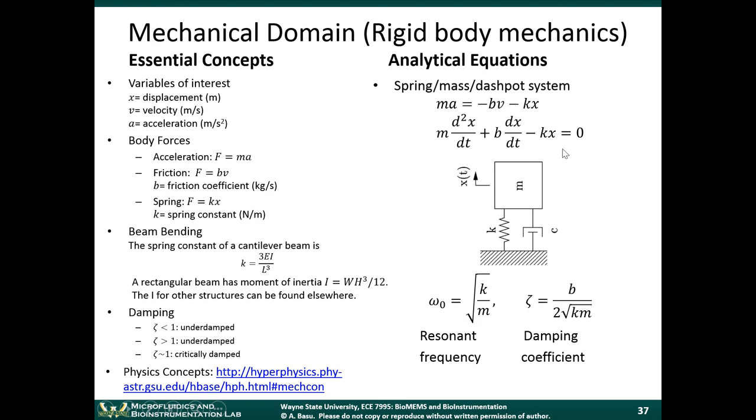This particular system will give you, if you recall, a resonant frequency. So the mass can actually vibrate. The resonant frequency is the square root of k divided by m, and the damping coefficient is given by b divided by 2 times the square root of km. We'll talk a little bit more about this in a second. When you solve this system, basically you're either looking for the displacement of the mass as a function of time, or you're looking for the velocity of the mass as a function of time.